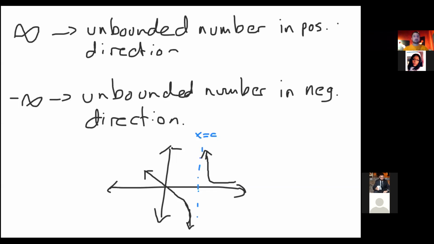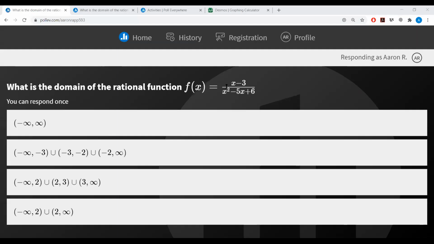So I'm giving you a rational function here. Let me share my screen, just so we get it for the recording. What is the domain for the rational function f of x is x minus 3 over x squared minus 5x plus 6? I'm just giving you the options here.